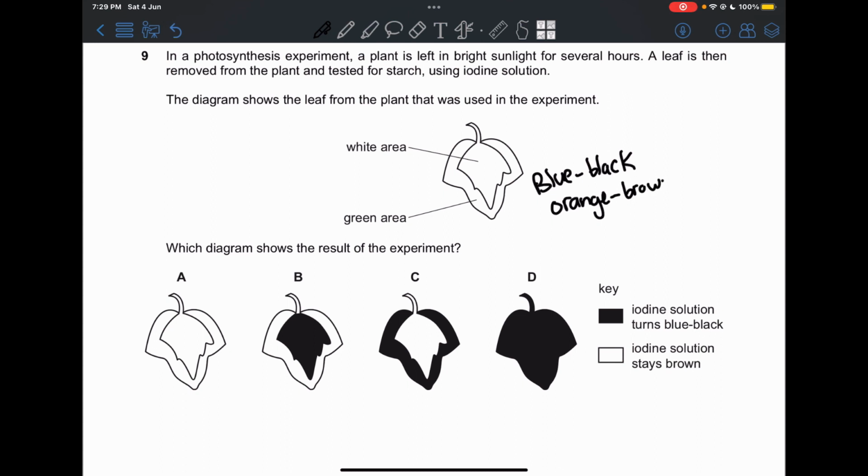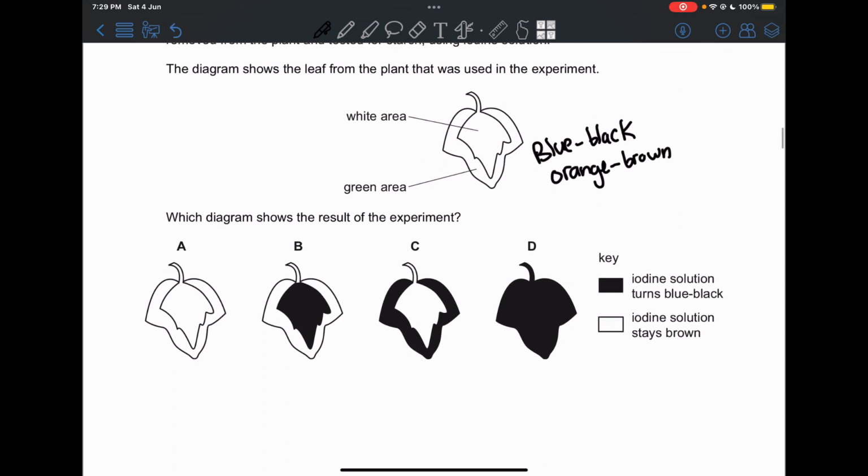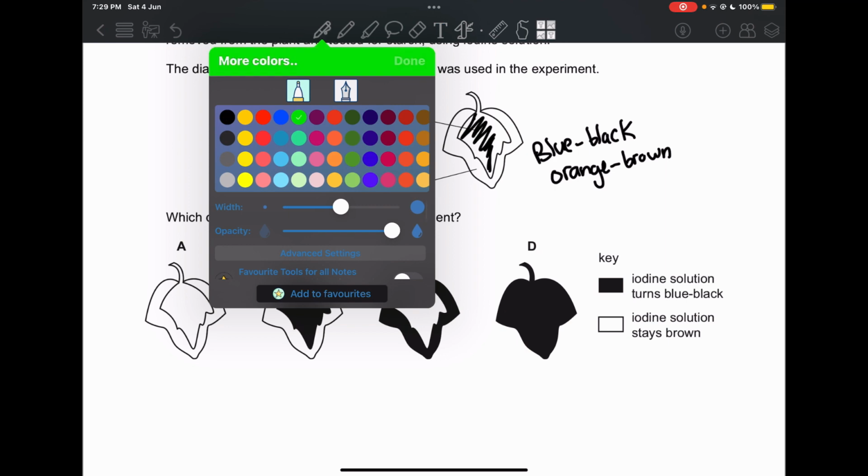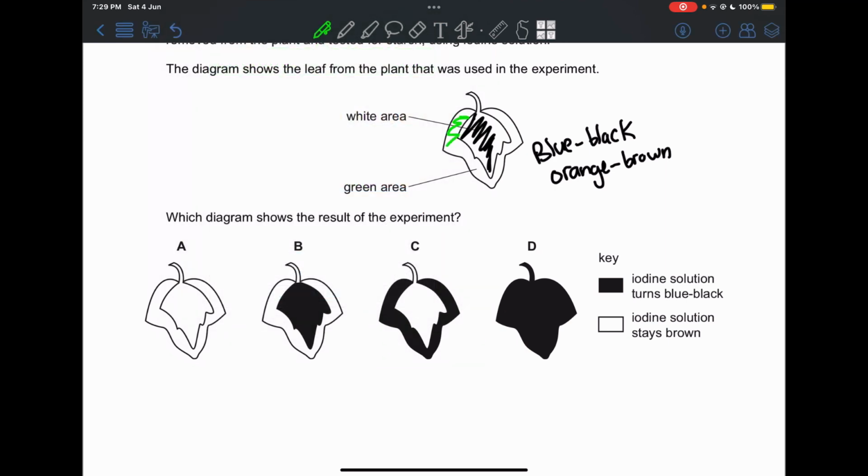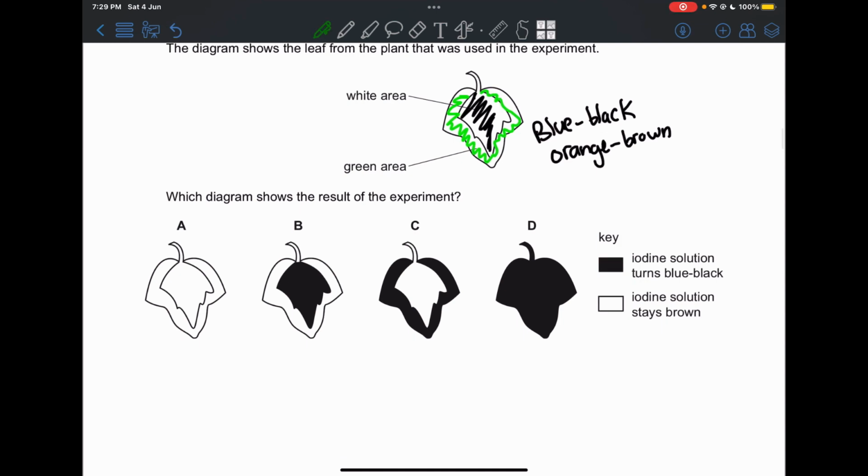So we're going to be choosing an area where this is all orange-brown and this is all, let's choose another color so I can demonstrate better. Let's say, for example, this color. We're going to be choosing all of this blue-black. So what is going to be the answer for this question?